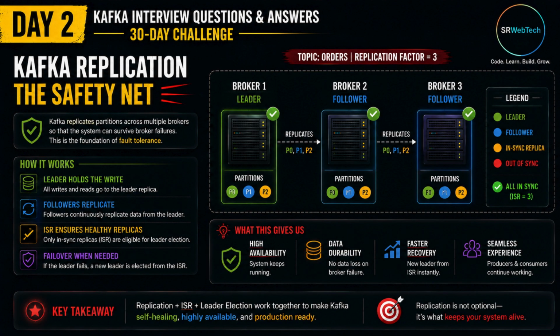Here we have a Kafka topic with replicated partitions spread across multiple brokers. One replica acts as the leader, while the others are followers. Producers normally write through the leader, and followers replicate the data. This architecture is what allows Kafka to survive individual broker failures.